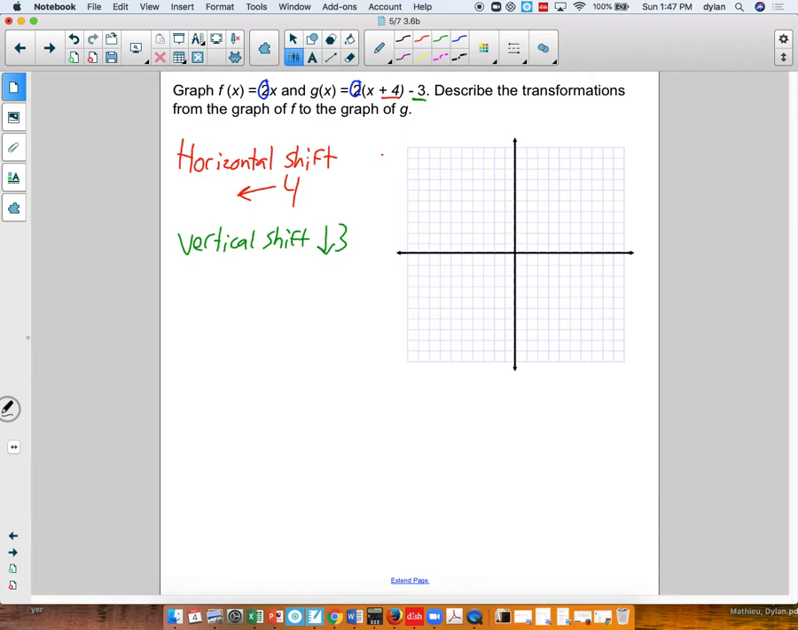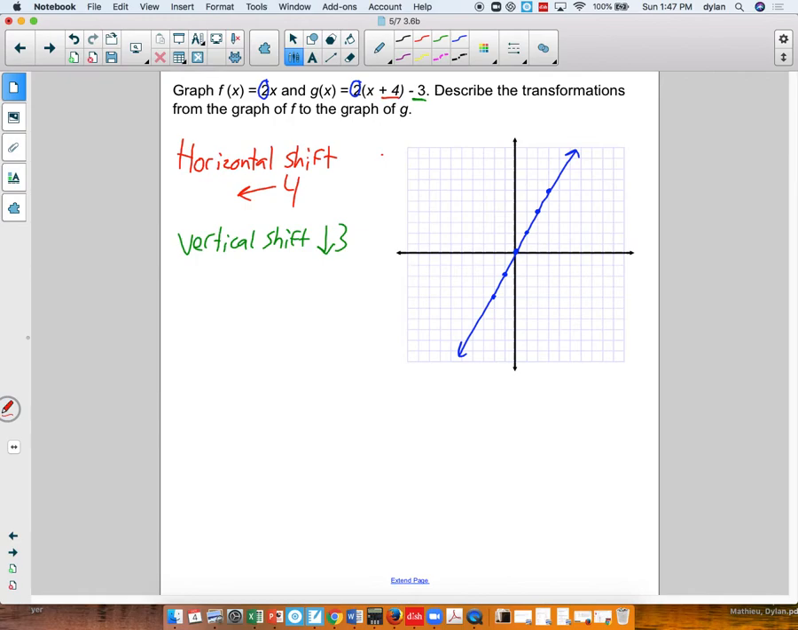So I'm going to start with f of x equals 2x. The y-intercept is non-existent, so that's 0. And we're going to go up 2 over 1, up 2 over 1, and so on. We can go down 2 over 1 in the other direction as well. So I'm going to draw these in. And remember to always put arrows on your lines, right? Because they're lines. They go on forever.